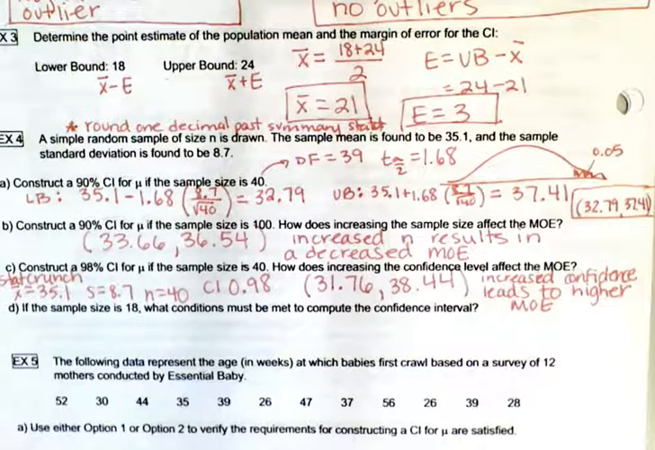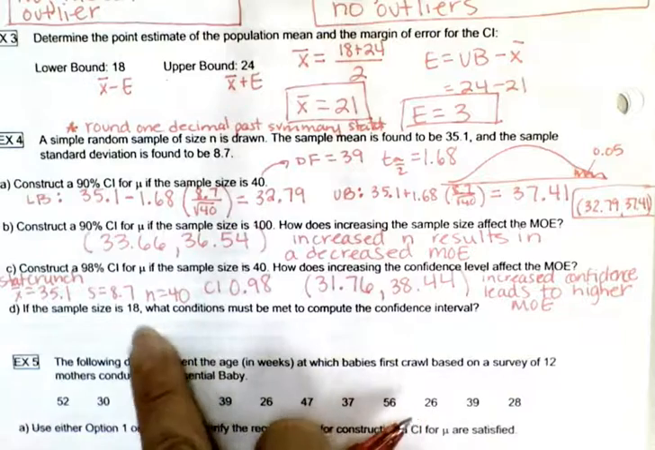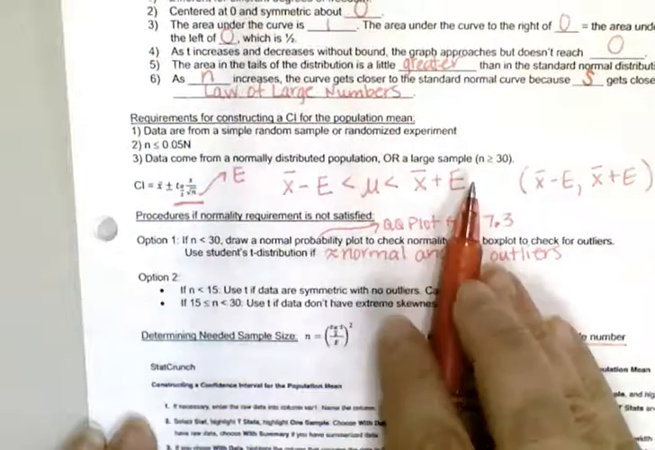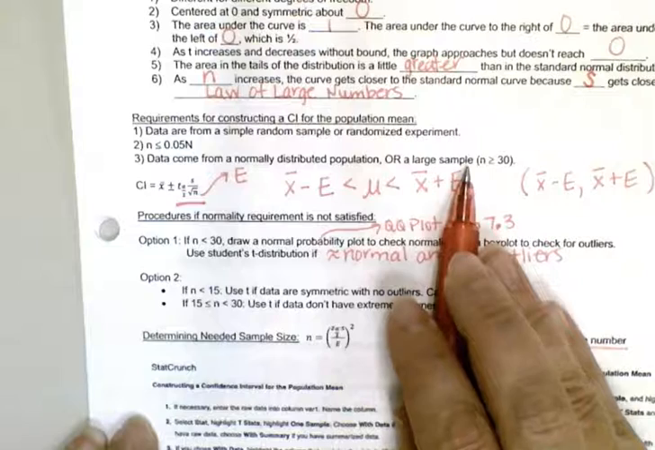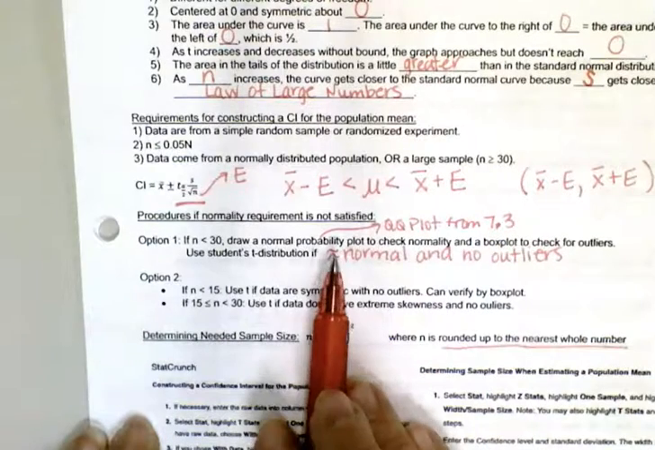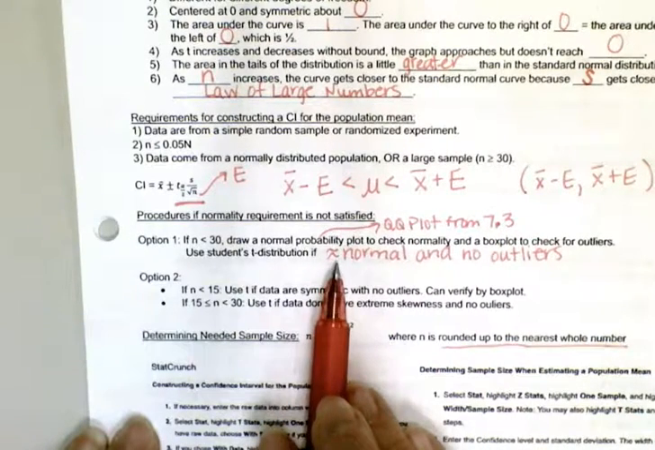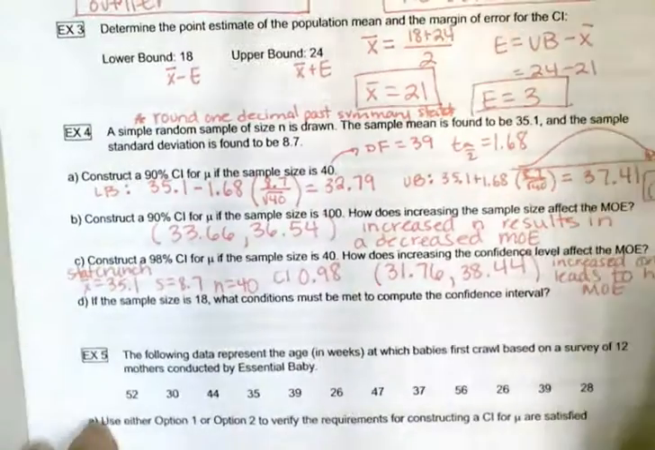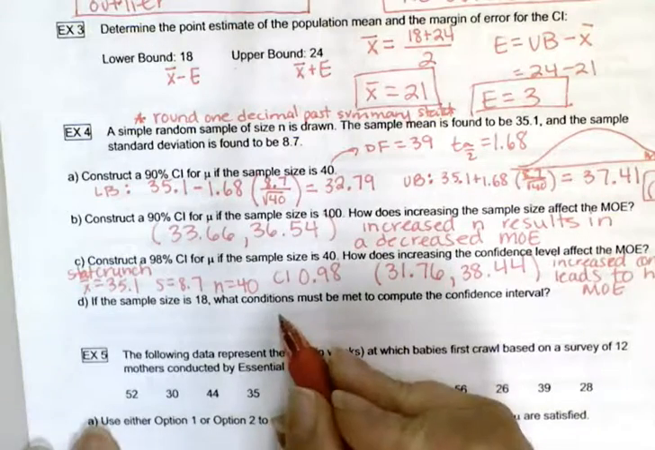If the sample size is 18, what conditions must be met to compute the confidence interval? If we look at our requirements here, that does not meet our large sample requirements. So we need to know that the population is normally distributed, is what we would need to have on part D. So what conditions must be met?